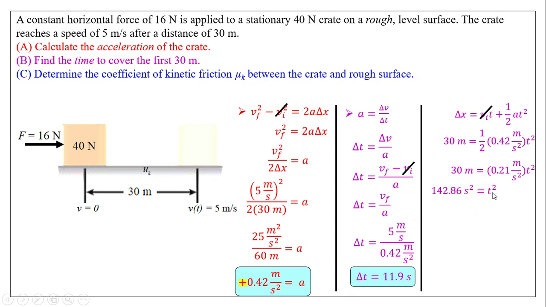And then this is t squared though. So to find t, we square root both sides in order to get t by itself, and then the square root of 142.86 gives us about 11.9 seconds. So as you can see, the answers here are the same regardless of which approach or method you decide to apply.